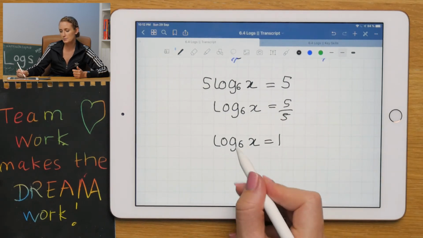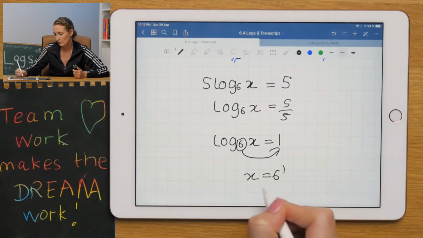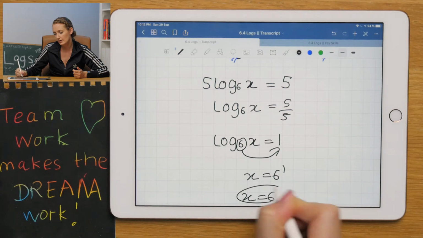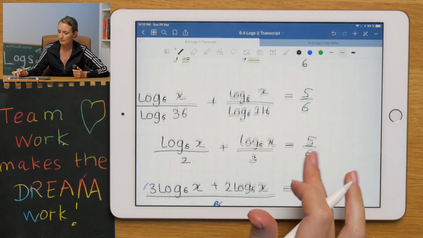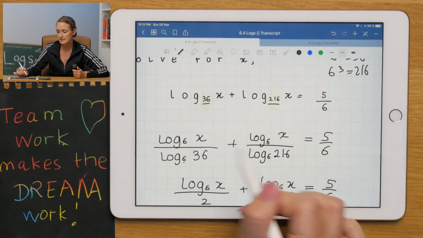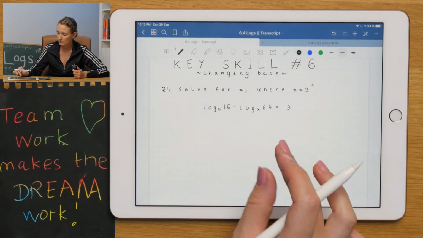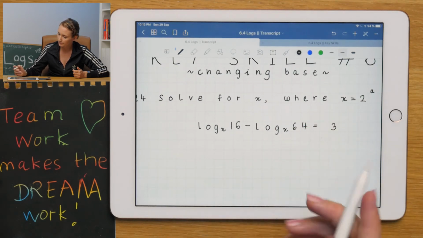Both are going to give you exactly the same answer. Finally, to find x, we're going to take the 6, punch it up. So we have x equals 6, and we're done. That's where it becomes really useful to keep these bases the same so that we can use all of our rules.